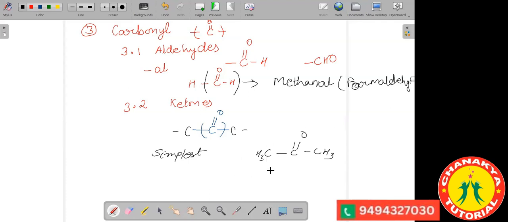And this simplest ketone, what name will it have? From the parent, drop E and add O-N-E. Like there are three carbon atoms, so its name should have been propane, right? But to get the name, you have to remove this terminal E and add O-N-E: propanone. This is its IUPAC name, and its common name is acetone. Acetone, the one you use at your home, which is your nail polish remover. That acetone is your propanone.